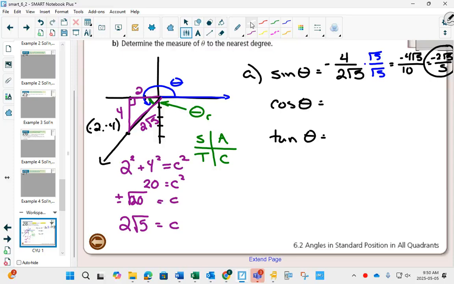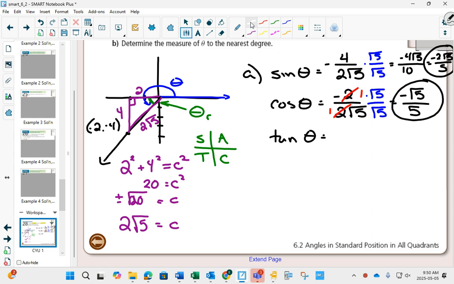I still have my triangle. Cos of theta is the adjacent over the hypotenuse. So I can write that as adjacent side is 2, hypotenuse is 2 root 5. And according to the CAST rule, since I'm in quadrant 3, only tangent is positive, so I have to make sure I add a negative with cos of theta. Once again, multiply top and bottom by root 5. I'm going to also simplify these down to 1 right away. So I'm going to get negative root 5 over 5 as my cos ratio.